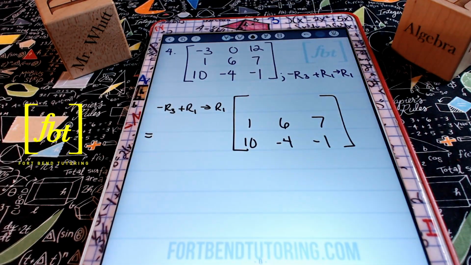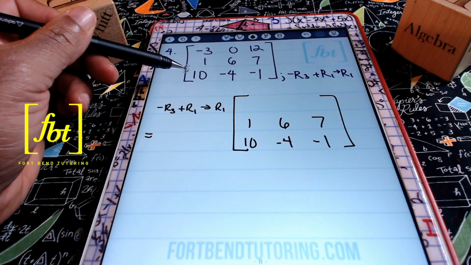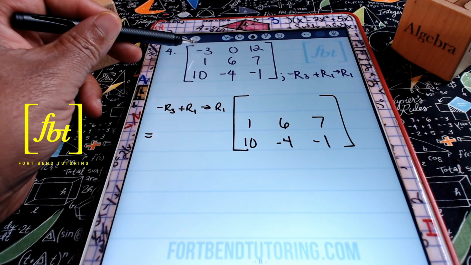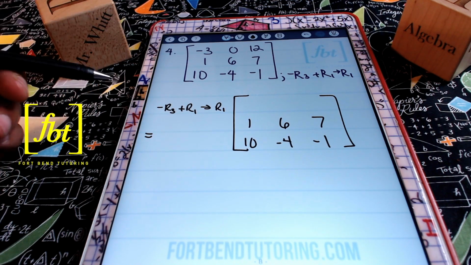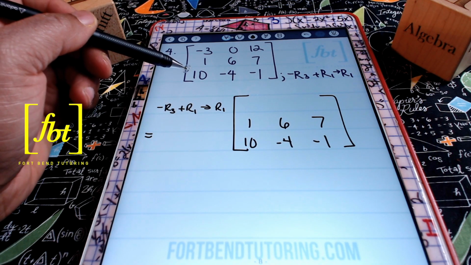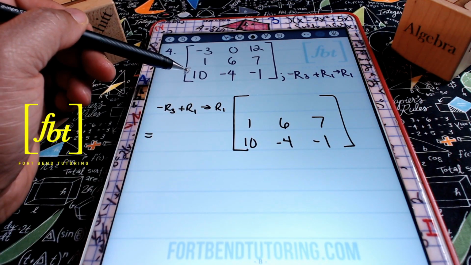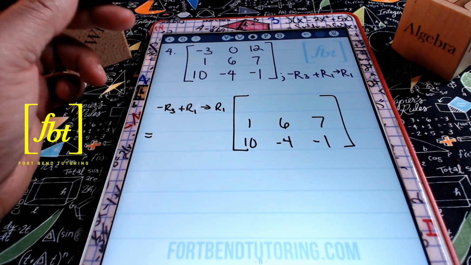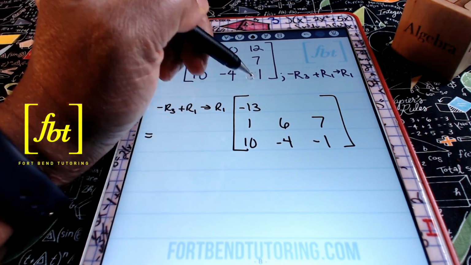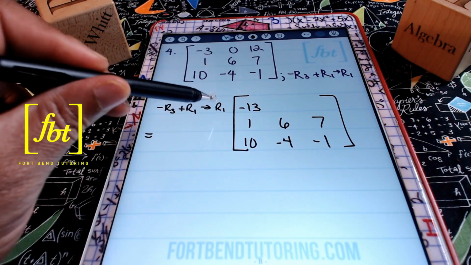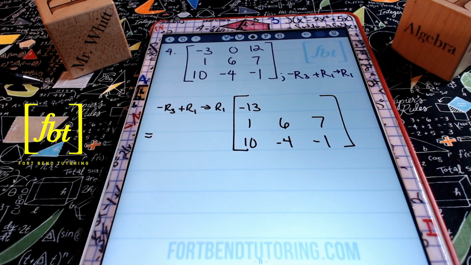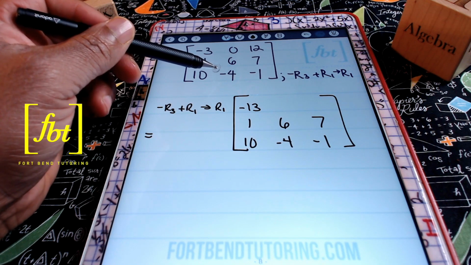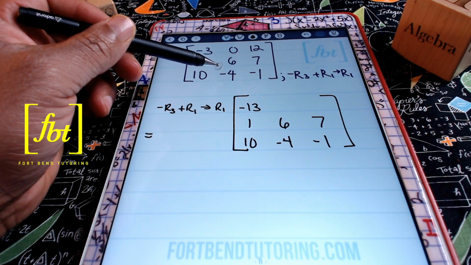Okay, so what's coming up next is that I'll be taking the opposite of row 3 and then adding it to row 1. So what does that mean? That means that this positive 10, because of the opposite, will become negative 10. And then negative 10 plus negative 3 gives me negative 13 as I write the result in row 1. Just like that. Then I'll be looking at the next term in row 3 and finding the opposite of that.